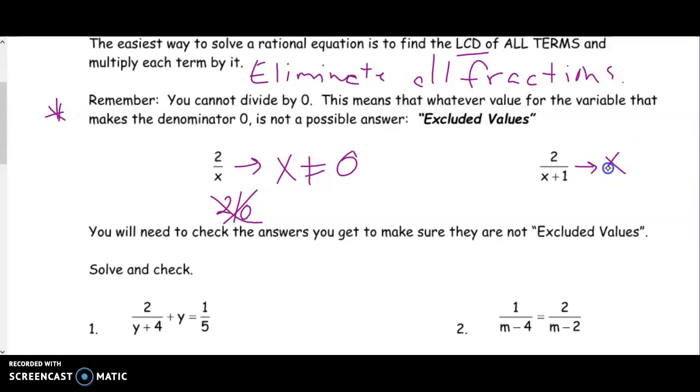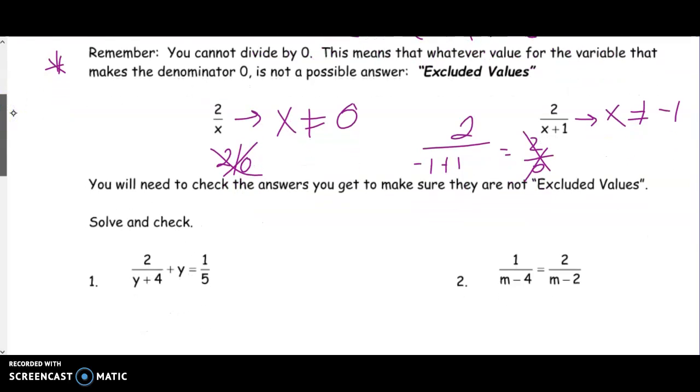For this one, x cannot be negative 1. If you were to plug that in for x, again, you would get a fraction with 0 in your denominator, and that is bad. So after you solve it for x, we want to go back in and verify it.